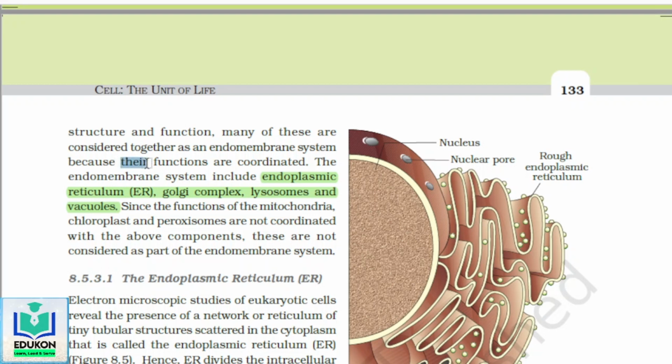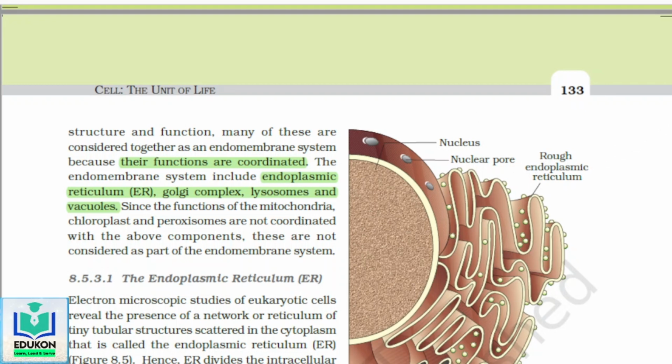Their functions are coordinated, since the functions of mitochondria, chloroplasts, and peroxisomes are not coordinated with the above components. Above components here means above organelles. These are not considered part of the endomembrane system because mitochondria, chloroplasts, and peroxisomes have functions that are not coordinated with the ER, Golgi complex, lysosomes, and vacuoles. Hence, they do not come under the endomembrane system.